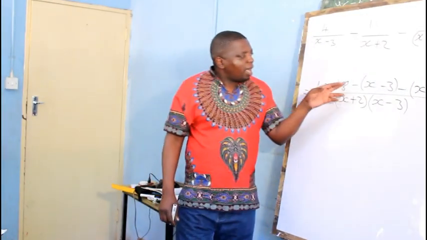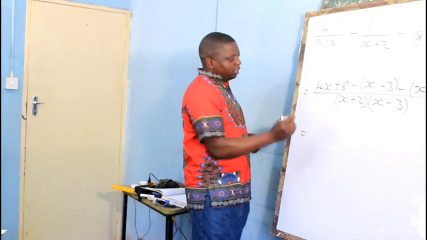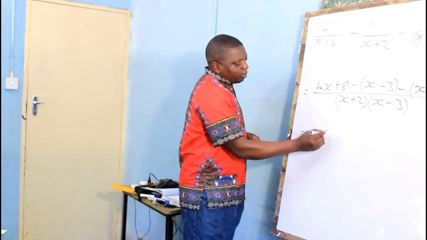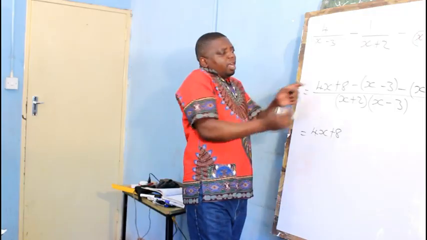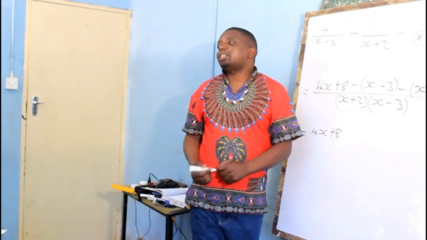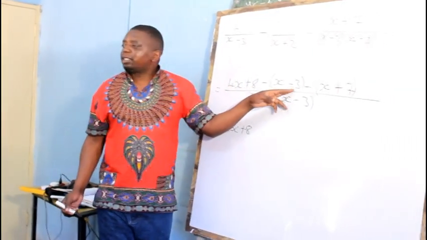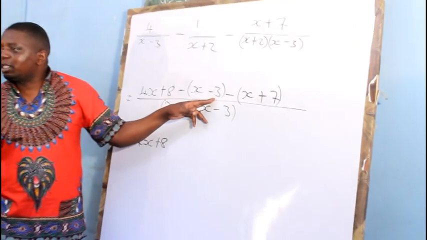Right, let's simplify my numerators. 24x plus 8, and it is negative. The negative cannot take one in my brackets altogether, such that when you remove the brackets, it will change all the signs inside the brackets.